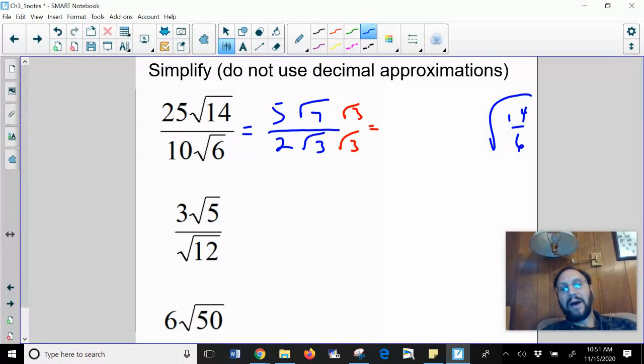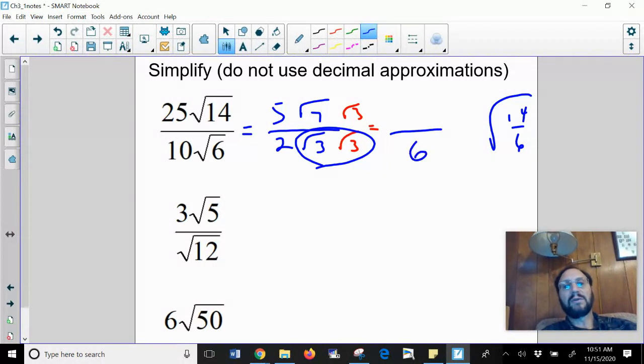So what I've got in the bottom is 2 times the square root of 3 times the square root of 3. Remember, the square root of 3 times the square root of 3 is 3 because it's like the square root of 9. So we don't have to say it's 9. Just like if I had the square root of 17,458 times the square root of 17,458, it would be 17,458. So we got 2 times square root of 3 times square root of 3, which is the same as 2 times 3, which is 6.